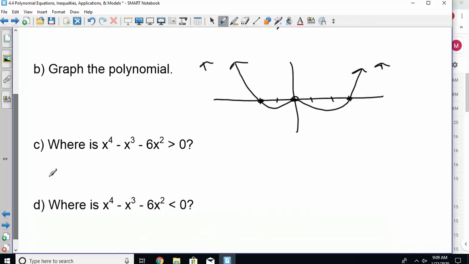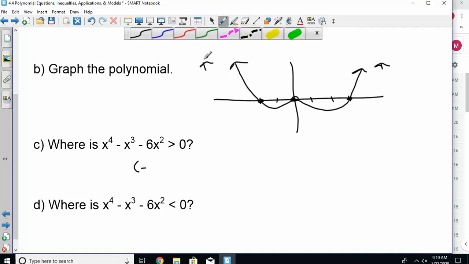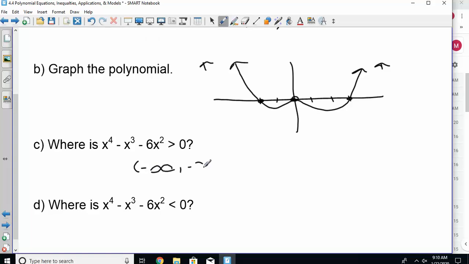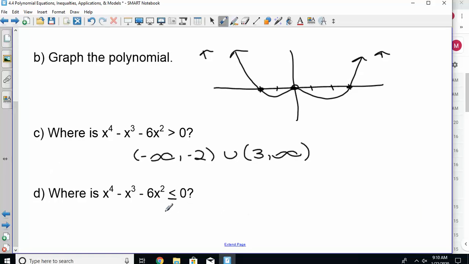So can you tell me where this graph is greater than 0? Except we'd say negative infinity because you're going off your axis. So negative infinity to negative 2. Union. What if I said on D less than or equal to 0? So we'd do brackets. Where is this thing negative? Negative 2 to 0, or 3.